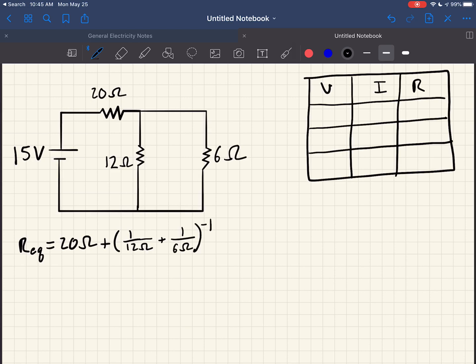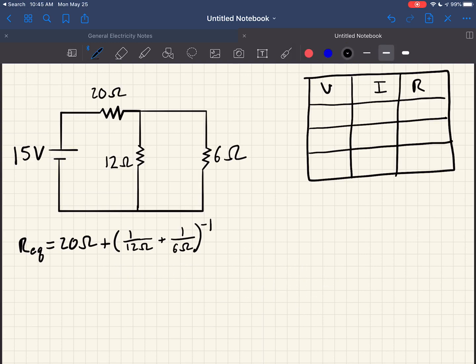And then I have to take the reciprocal. It'll look like that, right? And that's because here, 1 over the equivalent resistance of those would equal 1 over 12 plus 1 over 6. And then to just get the equivalent resistance of these two, whatever this result is, I need to take the reciprocal of that in order to get this REQ and put that here. So that's kind of why it looks like this.